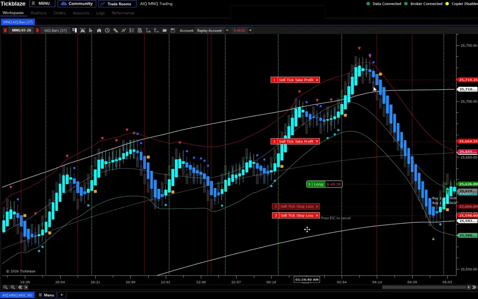If it was a counter trend trade, I would be very aggressive to get out at the midline. So that's a different way of trading. So let's go ahead and continue.